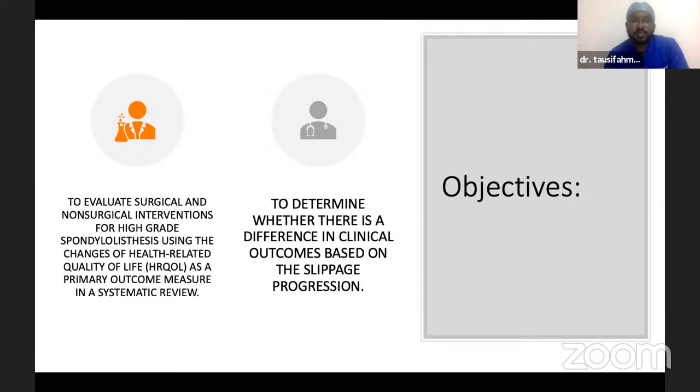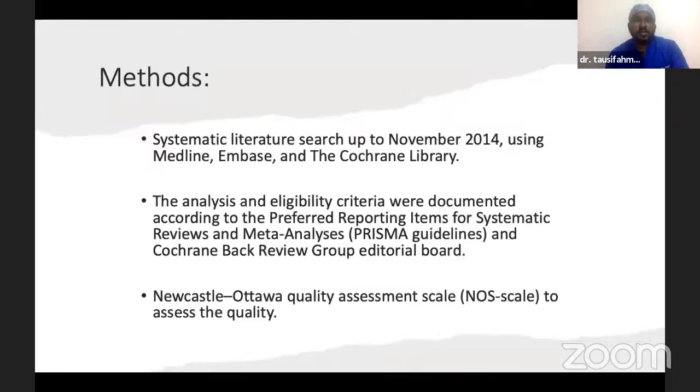The secondary objective of this study is to determine whether there is a difference in clinical outcome based on slippage progression. It was a systematic literature search carried out from January 1965 to November 2014 using Medline, Embase, and Cochrane Library. The analysis and eligibility criteria were documented according to PRISMA guidelines and the Cochrane Back Review Group editorial board. The NOS scale was used to assess quality.